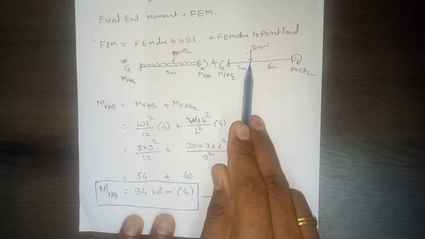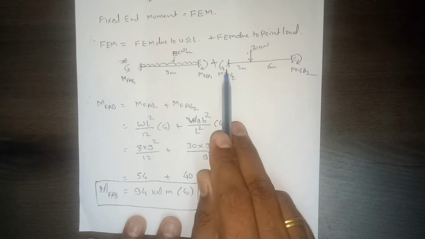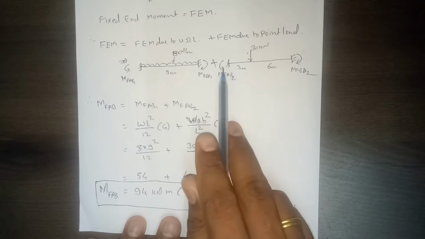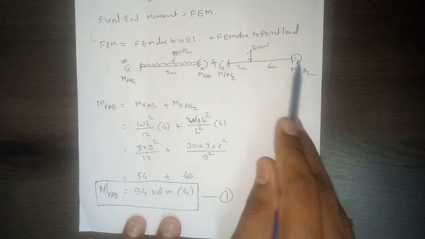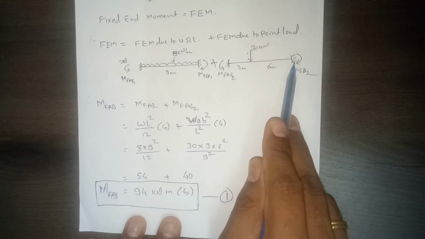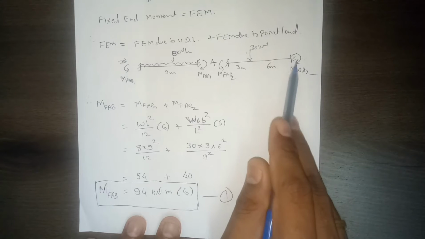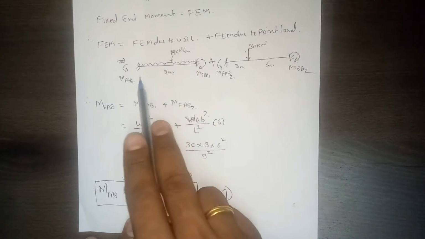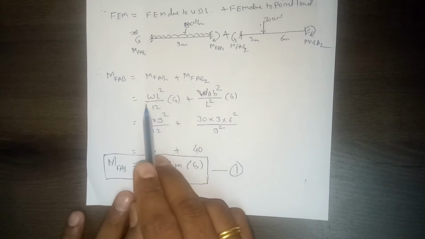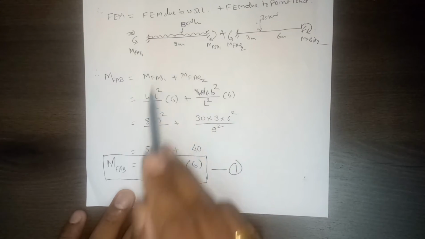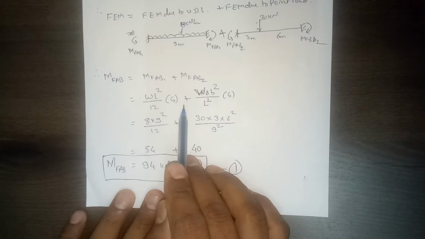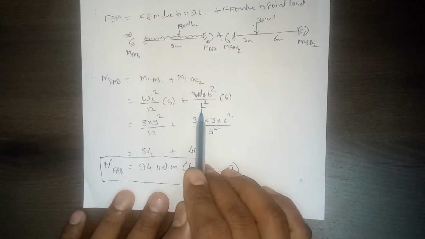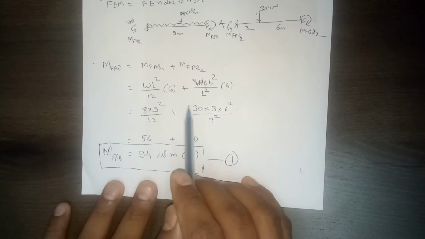Similarly for the point load, the fixed end moment that develops at A, the left hand support, will be in anti-clockwise direction, whereas the moment that develops at the other end, the B end on the right hand side, is clockwise. So at A the two moments are anti-clockwise, and we will add them. So the moment due to UDL, WL square by 12, plus the moment due to point load, WAB square by L square. Both are in anti-clockwise direction.